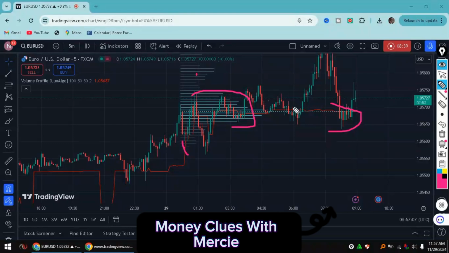So pay attention to that. And therefore, that is why it is important to have your point of control, because where there is a highly concentrated level, you will see a POC. Where there is less concentration, you will not see it. So that tells you more about this indicator.